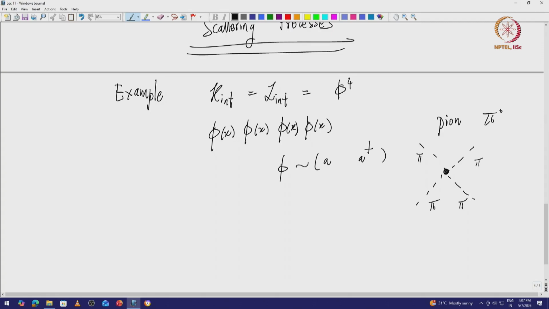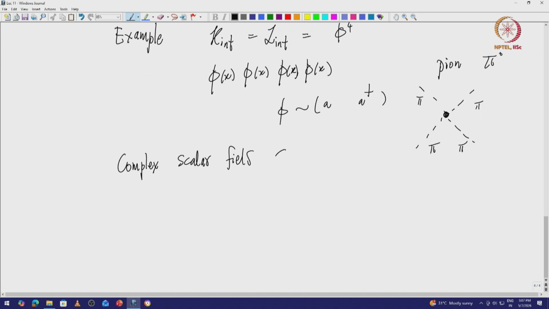Now, let me take you to another example. Instead of a real scalar field, a complex scalar field has charge. Neutral pions don't have any charge, so for a complex scalar field things are different. You have phi star, phi star, phi.